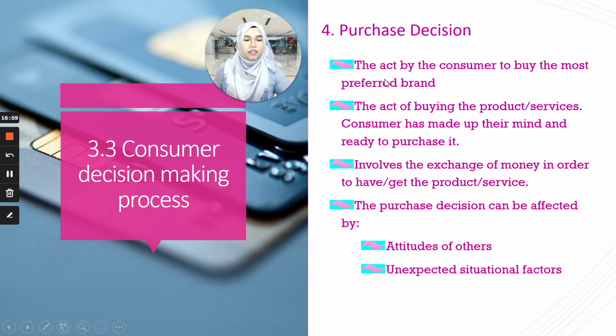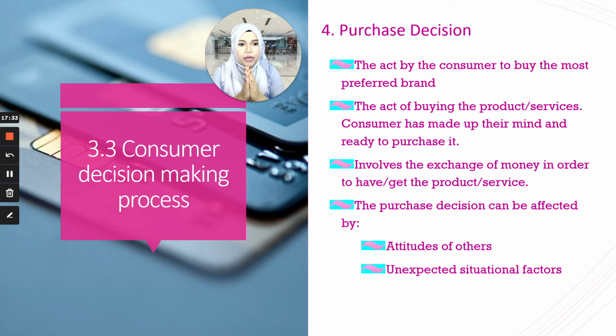Okay, so here is the act whereby consumer buy the most preferred brand, because you have chosen just now Asus, right? So the act of buying the product or services whereby consumer already made up their mind and ready to purchase it, which involve the exchange of money in order to have or get the product or the service. So you go to the shop and then you say, I want to buy this Asus laptop model this and this, where it actually have all those criteria that you wanted just now, okay?